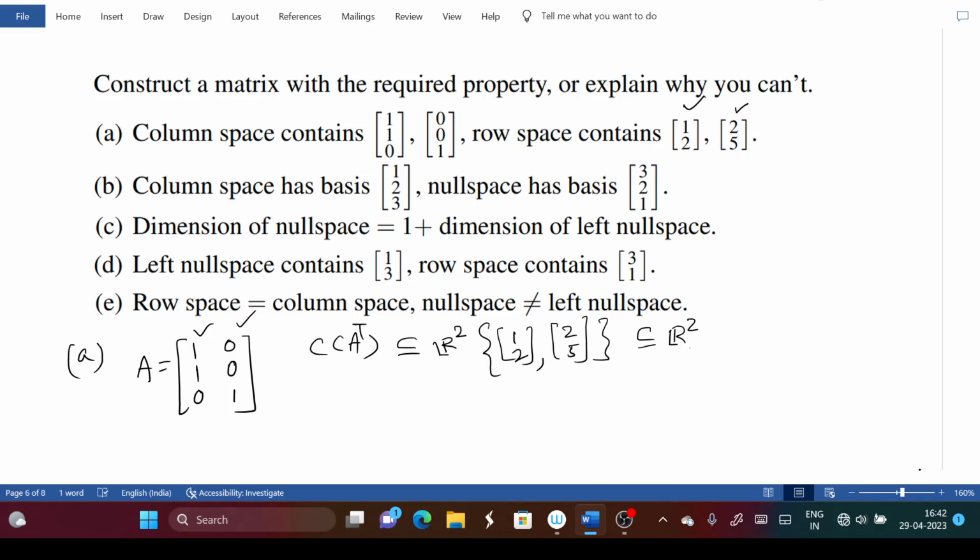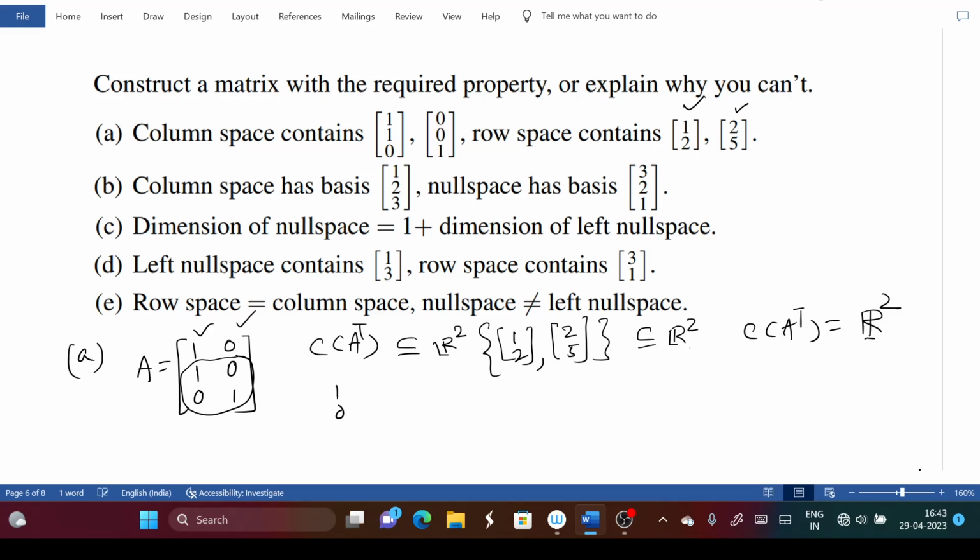That is, C of A transpose, the row space of the given matrix, is the whole R square. That means any two... So here what happens? Observe, this is a submatrix of A. That means (1, 0) and (0, 1) is a basis for R square. So these two rows span the whole R square.